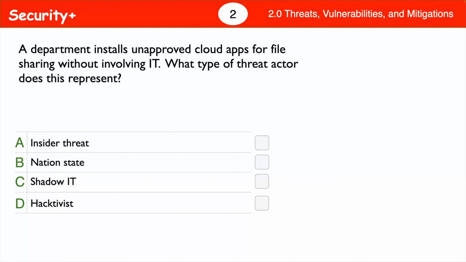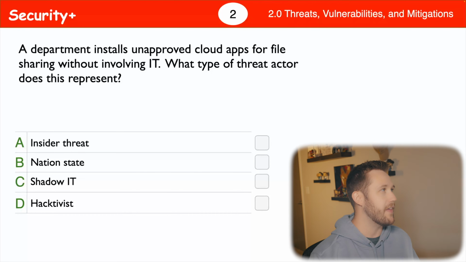Question 2. A department installs unapproved cloud apps for file sharing without involving IT. What type of threat actor does this represent? A. Insider threat. B. Nation state. C. Shadow IT. Or D. Hacktivist. Okay, so I will say that the key phrase for this one is without involving IT.